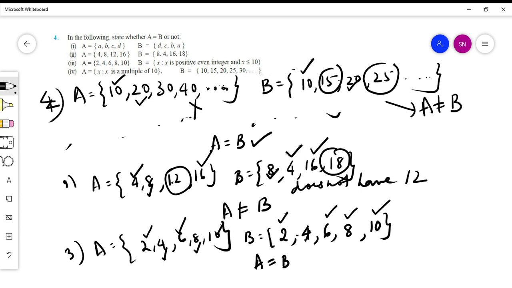I hope everybody has followed how I have written whether set A and set B are equal sets.